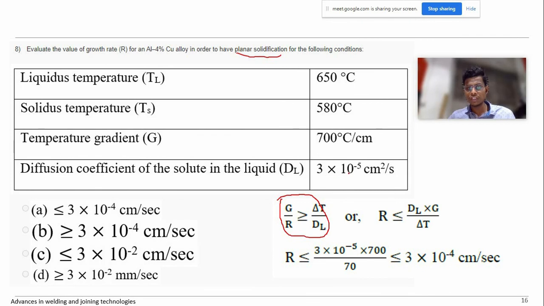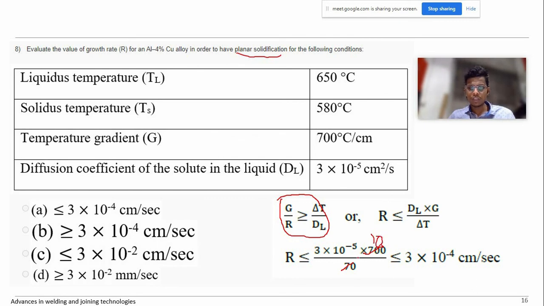So the diffusion coefficient is given as 3 into 10 power minus 5. Then the temperature gradient is given as 700 degrees Celsius per centimeter. So 3 into 10 power minus 5 into 700, and delta T. Since it is in degrees Celsius, and anyway it is a difference, you can directly take 650 minus 580. It is given as 70. So 70 divided by 700, we will get 10.